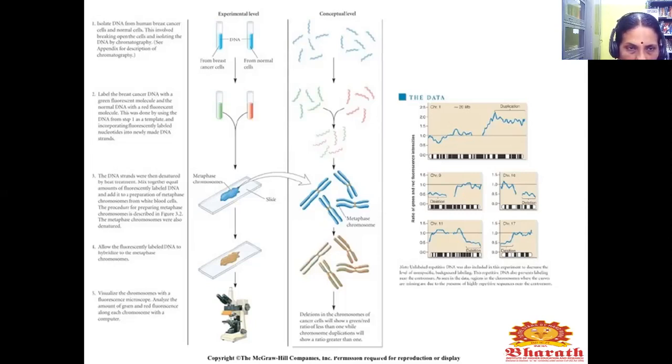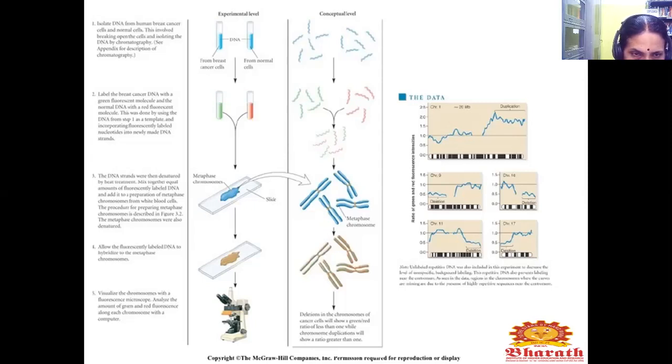fluorescent molecule and the normal DNA with a red fluorescent molecule. This was done by using the DNA from step 1 as a template and incorporating fluorescently labeled nucleotides into newly made DNA strands. Then the third step: the DNA strands were denatured by heat treatment.